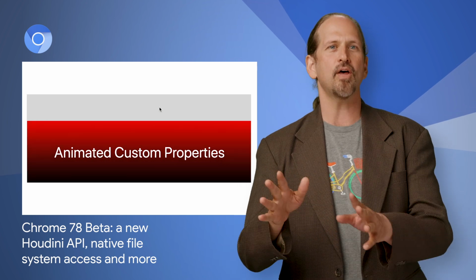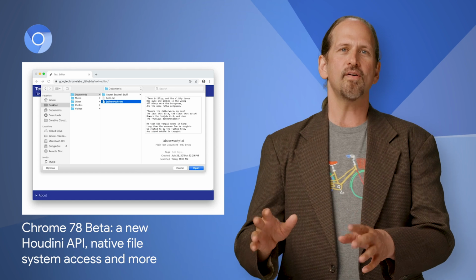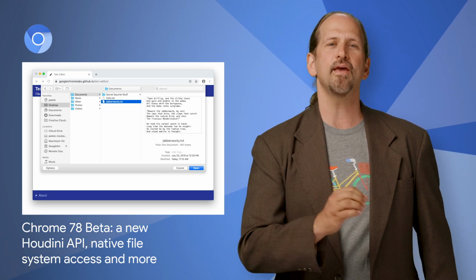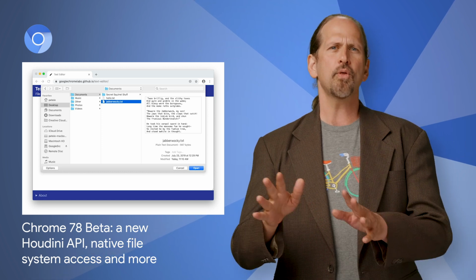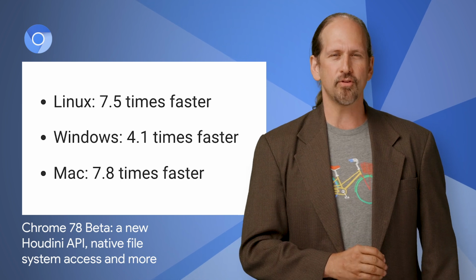Chrome 78 is now in beta. The new Houdini CSS Properties and Values API allows you to register your variables as full custom properties, letting you set default values and use them to create animated effects. Chrome 78 also includes origin trials for the native file system API and the SMS Retriever API, along with updates such as maskable icons and faster WebSockets. Read about this and much more on the posts.